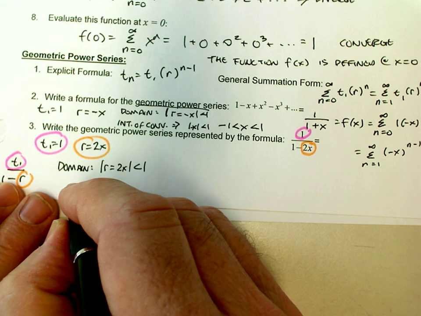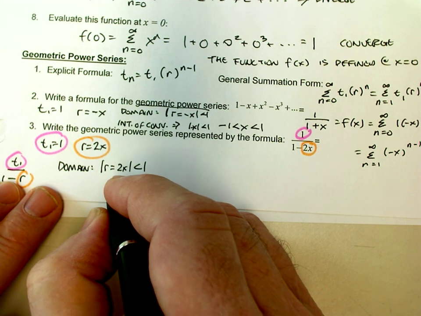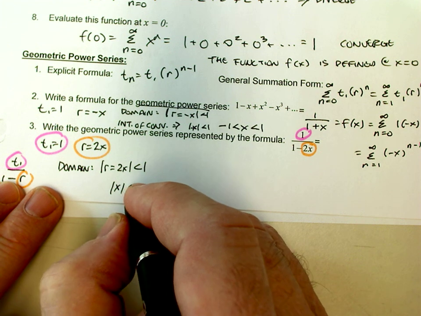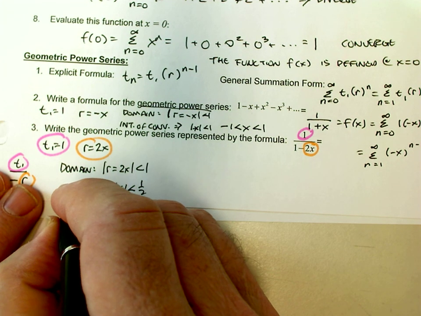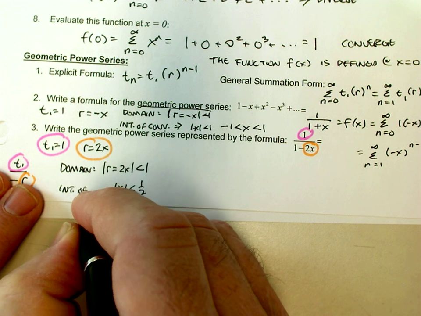Divide both sides by 2, and this will give us x. The absolute value of x must be less than 1/2. That again is our interval of convergence.